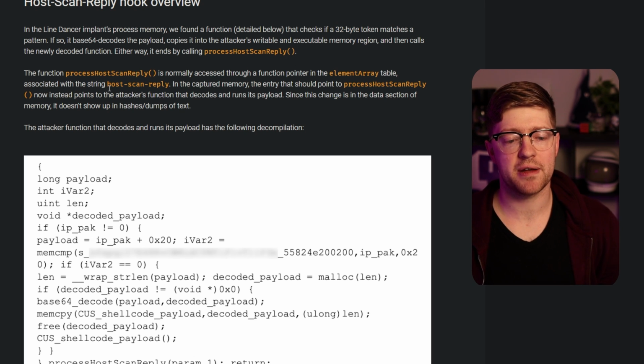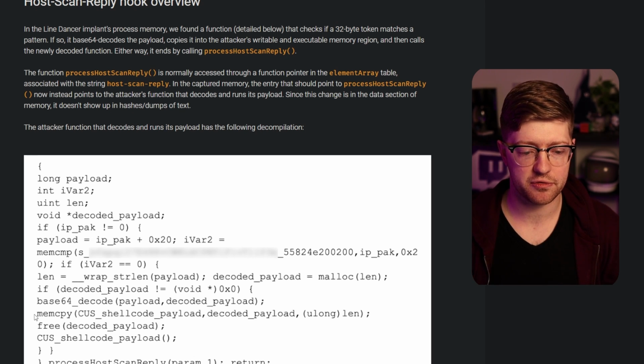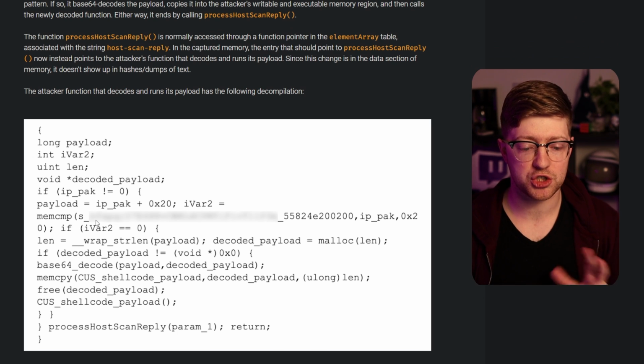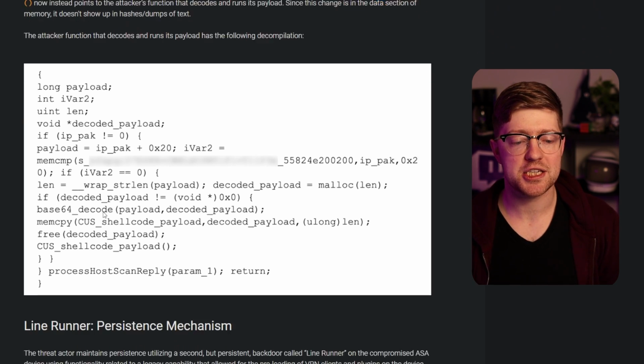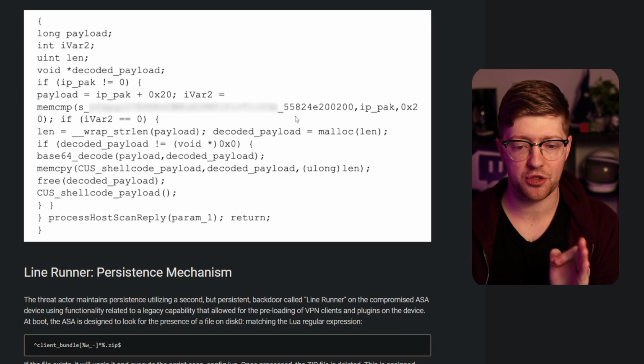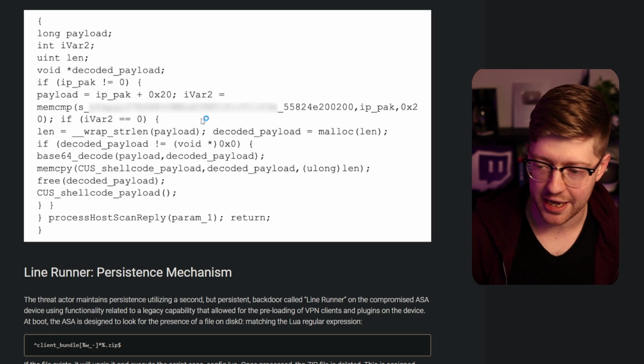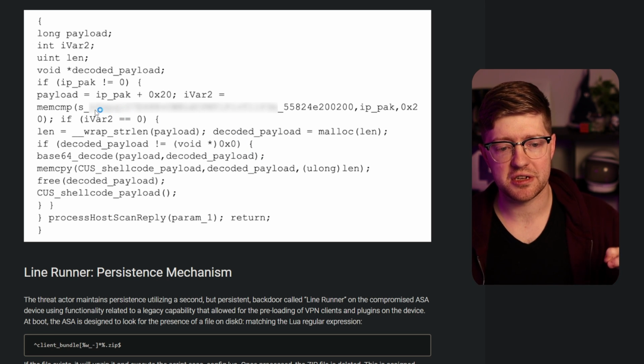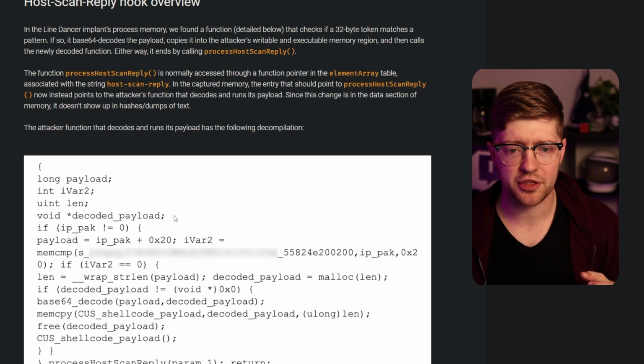And if that token is found in any of the packets that cross over this device, instead of doing the normal functionality that would reply to that device, it takes the data inside of that packet with the magic value and runs it instead. I do find it interesting here that Talos didn't give us the 32-byte value. I think that's for two reasons.